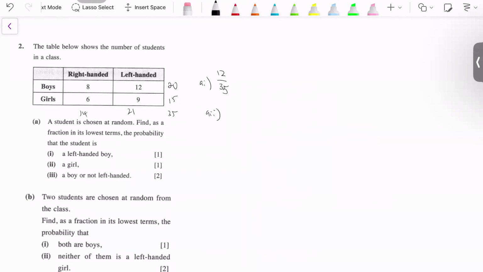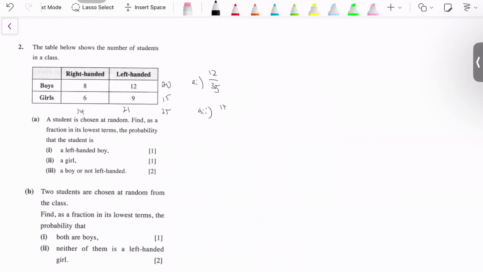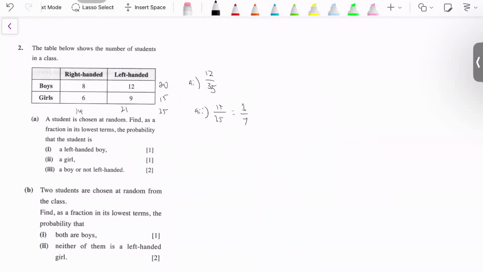For A part 2, the probability of us getting a girl. There are a total of 15 girls and a total of 35 students. So that should give us a simplest form of 12/7. So the probability is 12/7.